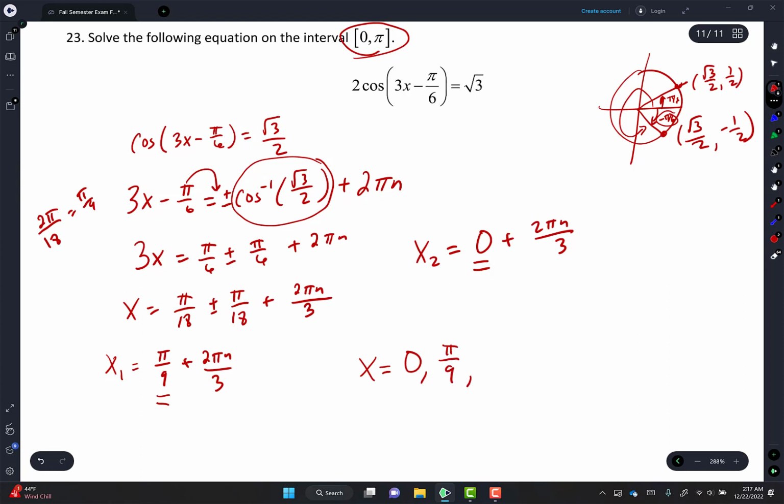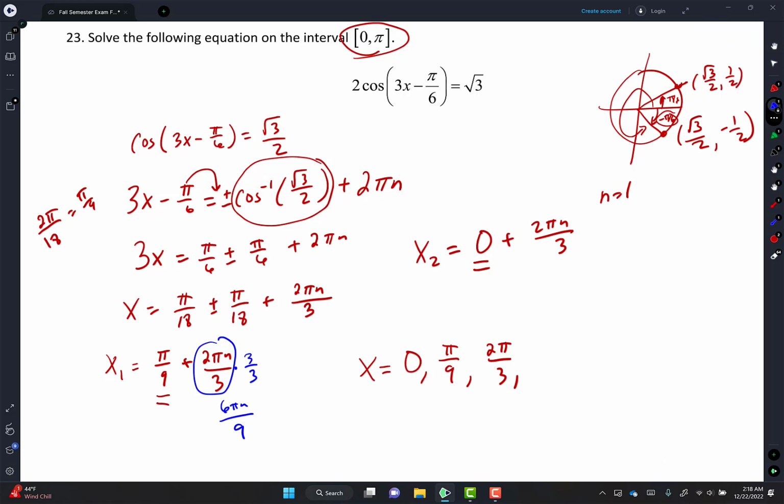So pi over 9. And then the next one, if I make n equal to 1, remember n is any integer. It could be positive or negative, but it has to be an integer. Then I'm going to get 2 pi over 3, which is within the interval between 0 and pi. So 2 pi over 3. And then I come over here to this one, and I know what you guys are thinking: how are you going to add that up? Well, I can just multiply this by 3 over 3. That's just a 1 there. So then this 2 pi n over 3 turns into 6 pi n over 9. So let's see, 6 pi plus pi, that's 7 pi. So it's going to be 7 pi over 9. And yeah, 7 pi over 9 is still less than pi, because this is like 7/9 of a pi.